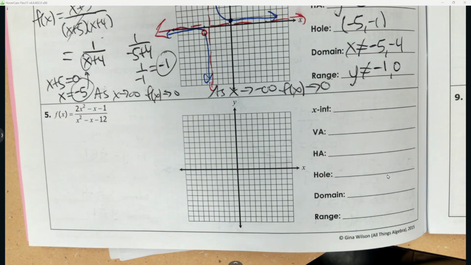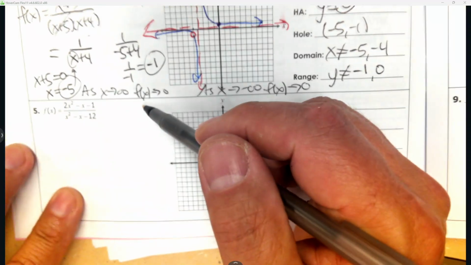All right, continuing our lesson, number 5. These are going to get a little more challenging only with the factoring, but we can do it together. So step 1 is to factor this.